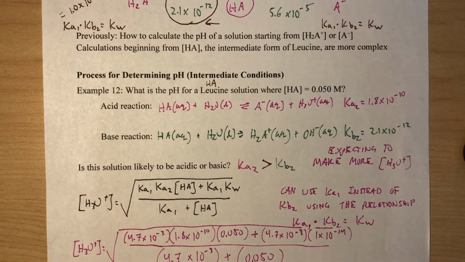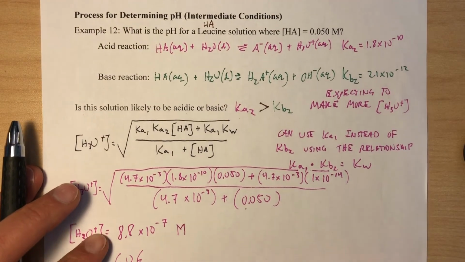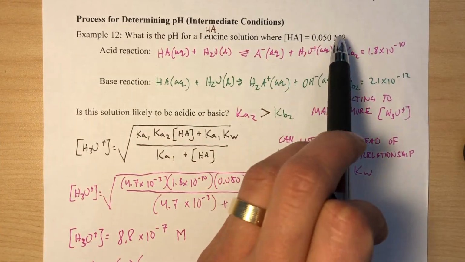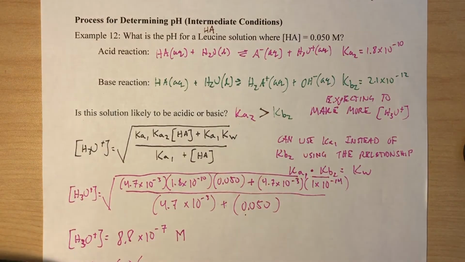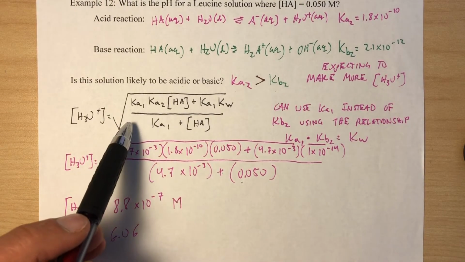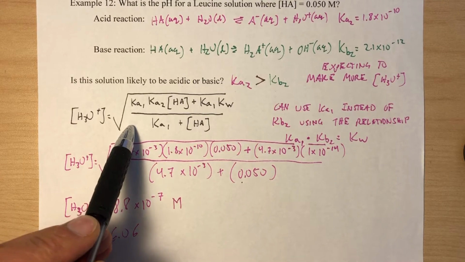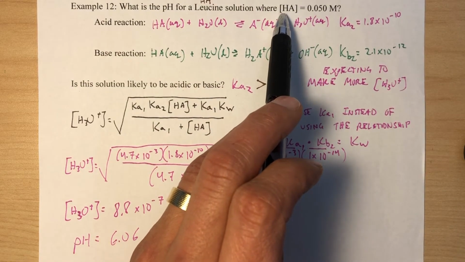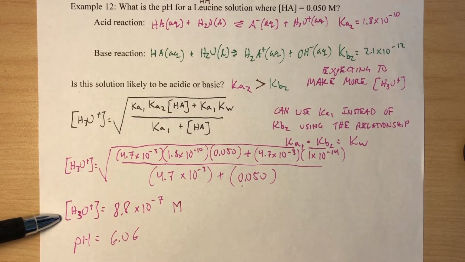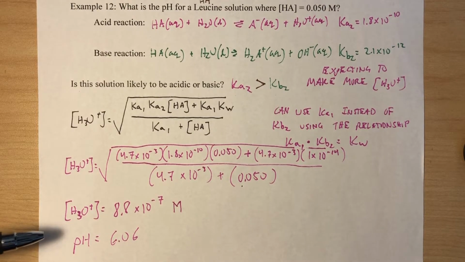Hello class. At the end of our last video, we were able to determine that the pH of an intermediate species for leucine, where HA is equal to 0.050, was equal to 6.06. And we got there using this equation here, the concentration of hydronium, which is equal to the square root of an expression that contains Ka1, Ka2, Kw, and the concentration of the acid. So, with a pH of 6.06 and a hydronium concentration of 8.8 times 10 to the negative 7 molar, we are now able to actually calculate the rest of the species in solution using our Ka values.